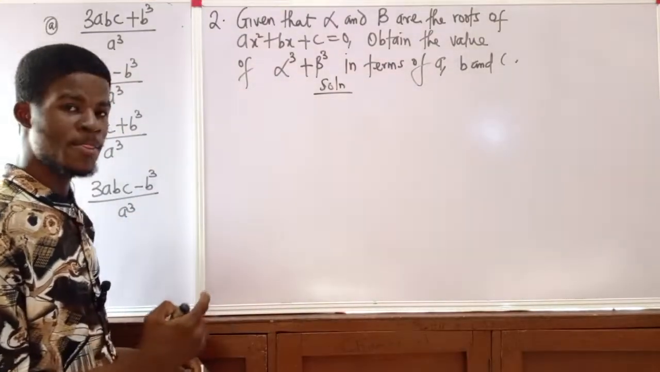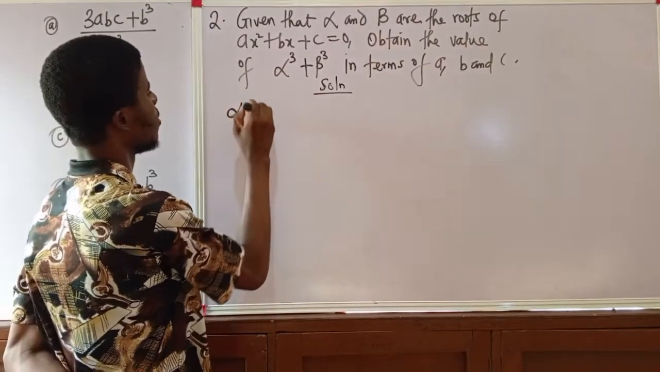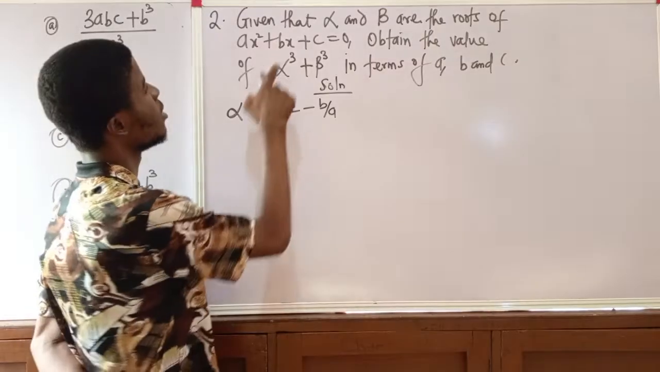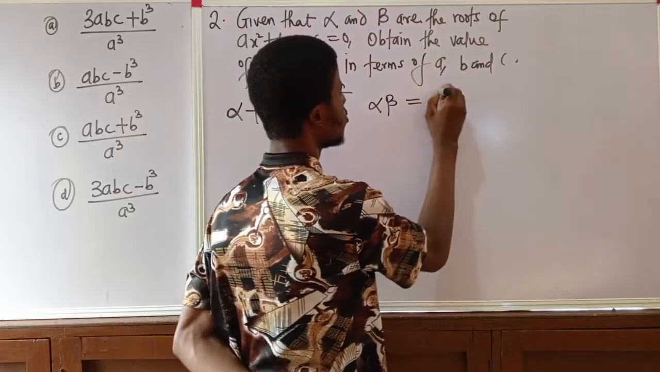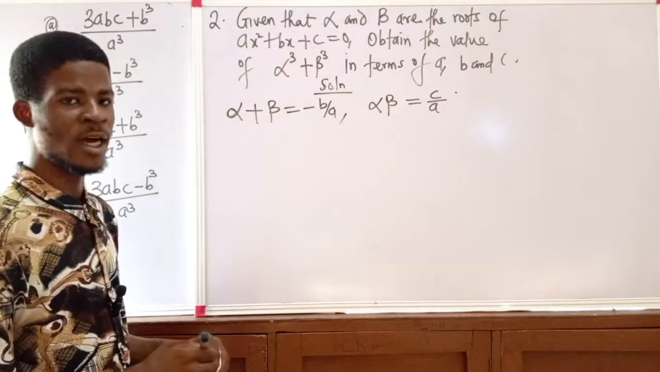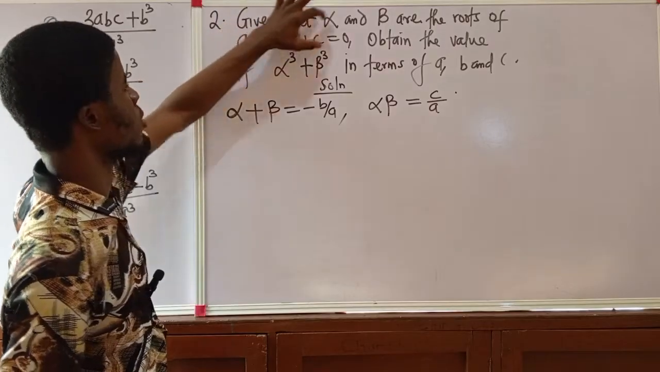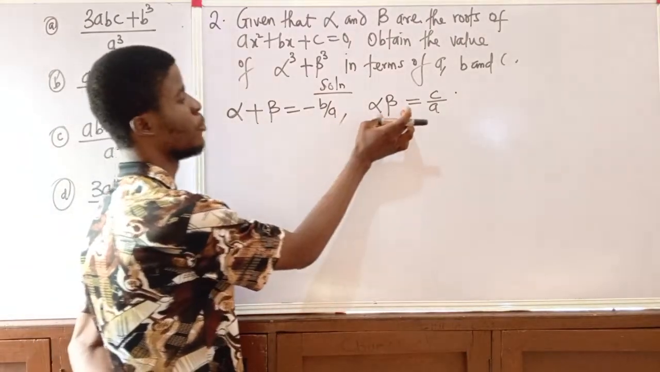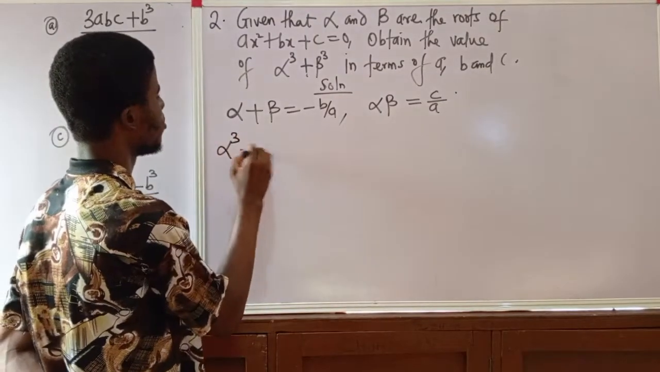If alpha and beta are the roots of a quadratic equation, take note. Alpha plus beta is equal to minus b all over a. That's one. This is b and this is a. Alpha times beta is equal to c over a. Take note of this. If alpha and beta are the roots of a quadratic equation, ax squared plus bx plus c equal to 0, the sum of roots alpha plus beta is this, and the product of roots alpha beta is this.